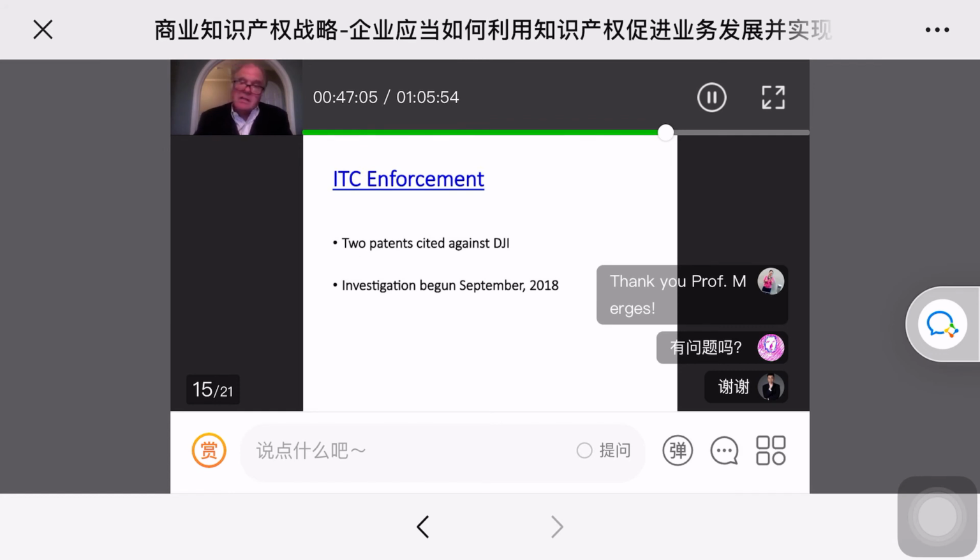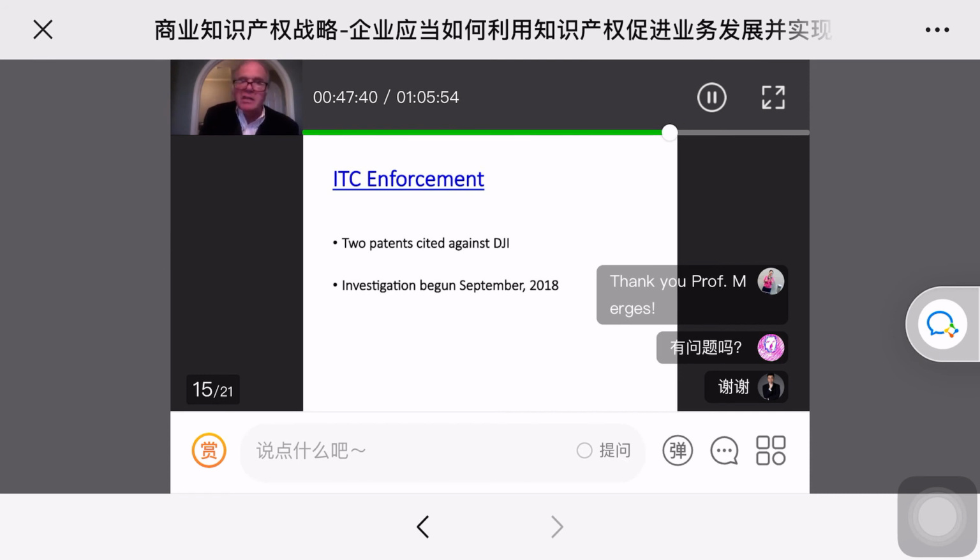You don't have to be a resident of a country to use that country's courts to protect your IP. You just have to have IP in the country where you're using the country's courts. And so these patents that Autel purchased were US patents, and the result they were hoping for was to prevent DJI from importing drones into the US.